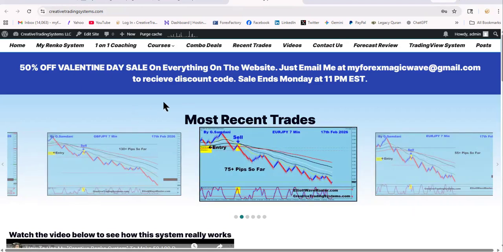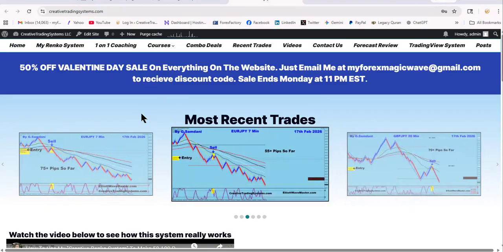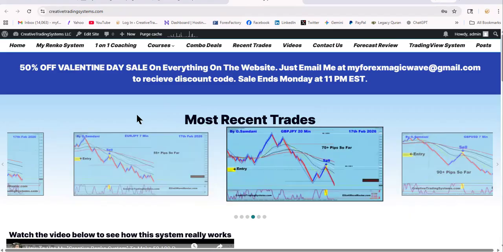Just a little move in the index, and you have multiple choice trades of the same currency, right? So this is how it is.